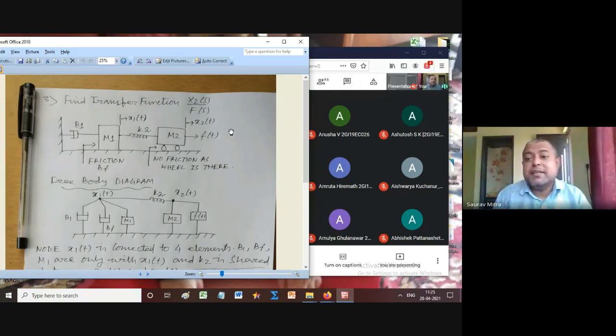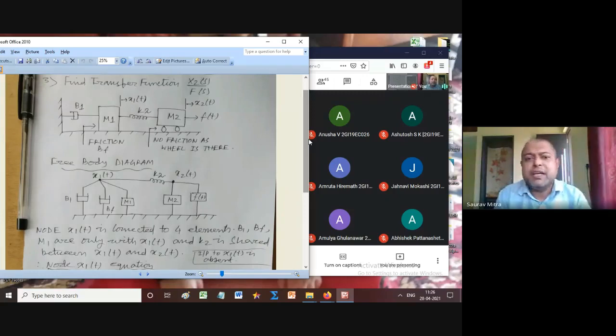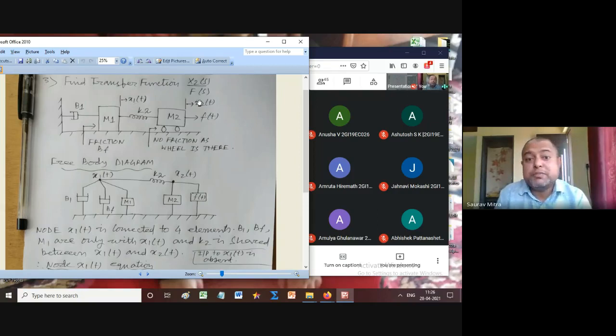In the second numerical, I have removed the wheel. If I remove the wheel, then one component gets added. What is that component? It is called Bf. Now in this numerical, everything is there, so this is a very properly defined numerical. In the previous numerical there was only one force and one displacement, but in this numerical you will find one force and two displacements.